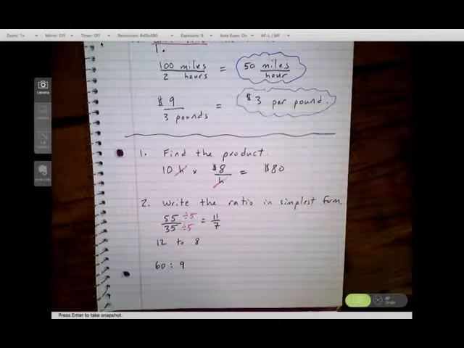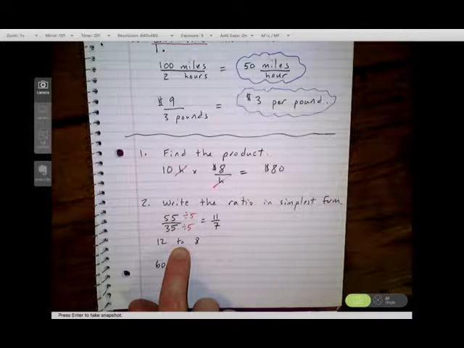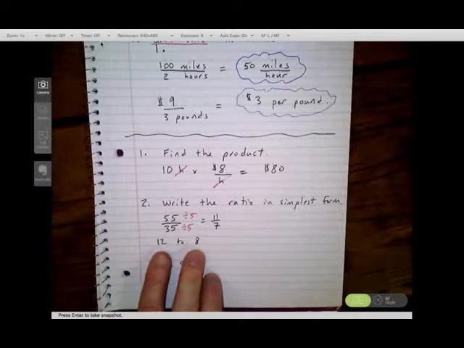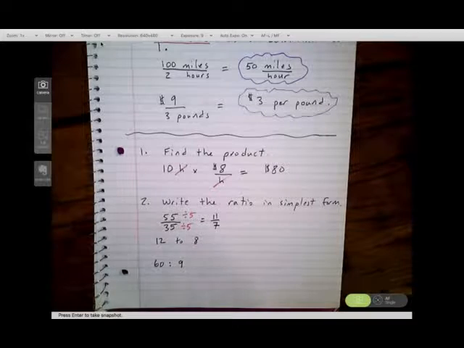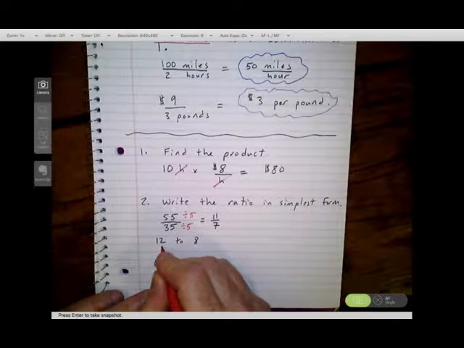If it helps to write it as a fraction, you're welcome to. I'm going to leave it like this because this is how it showed up in the problem with the word "to" in it. But what can you divide into both 12 and 8? What's the biggest number that divides into both of those? Well, it's 4. So I'm going to divide each of these by 4.